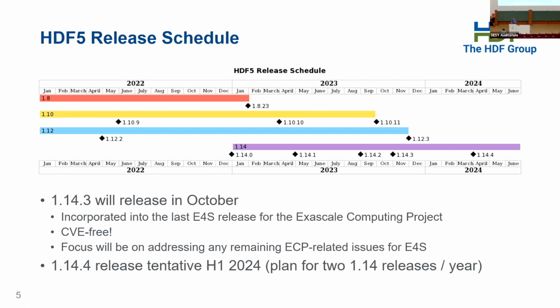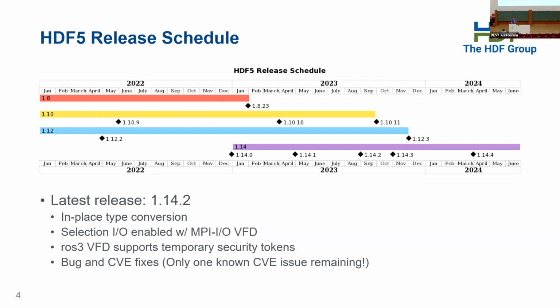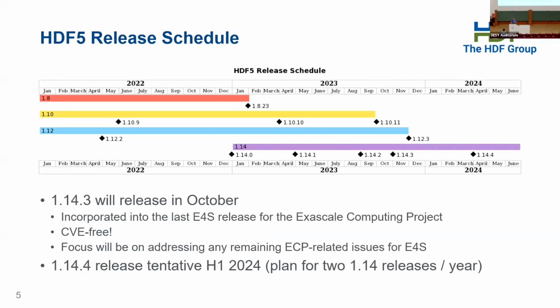So our latest release is 1.14.2. That includes in-place type conversion. Selection I/O is enabled by default with the MPIO VFD. We've made some improvements to the read-only S3 VFD. It supports temporary security tokens, for example, and then a lot of bug and CVE fixes. So in this release, there's only one CVE issue remaining. I'll talk about CVE issues in a sec.